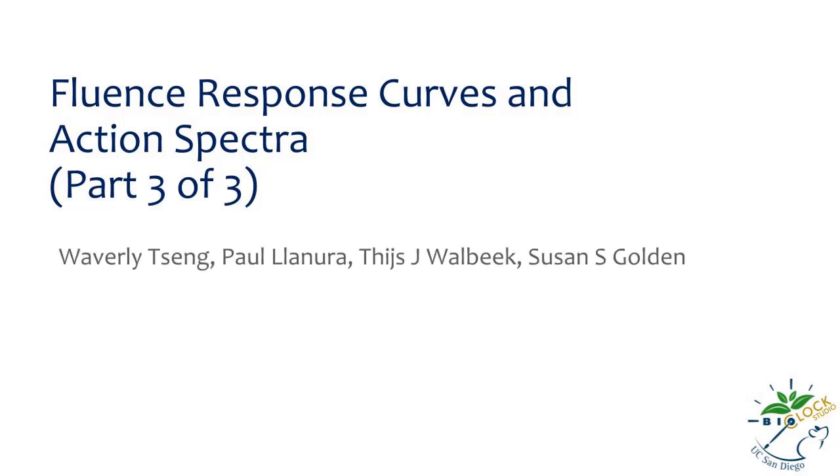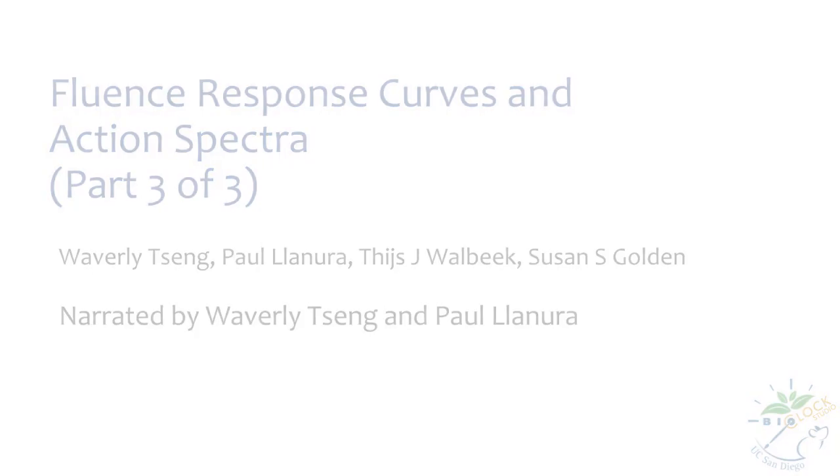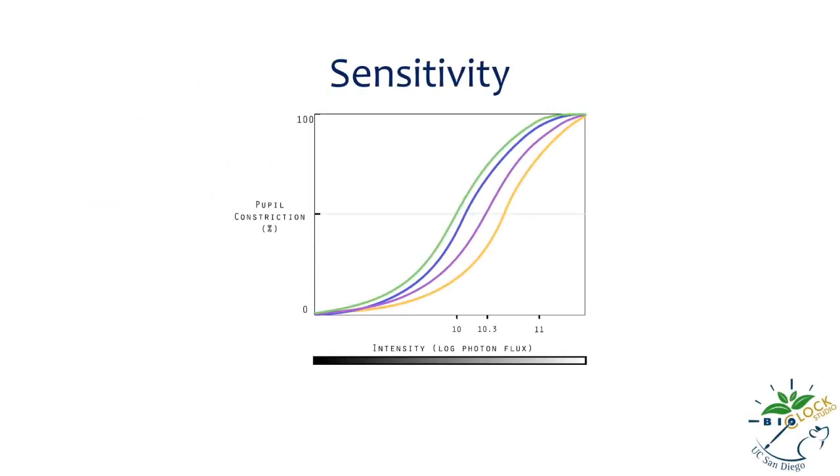Previously, we showed how Fluence response curves are built from experimental data. How do we compare the effects of the different wavelengths of light on the biological response? First off, we need to consider the purpose of our pupil constriction studies and Fluence response curves. By testing the effects of different wavelengths of light at varying intensities, we are testing the sensitivity of the eye to these different wavelengths of light.